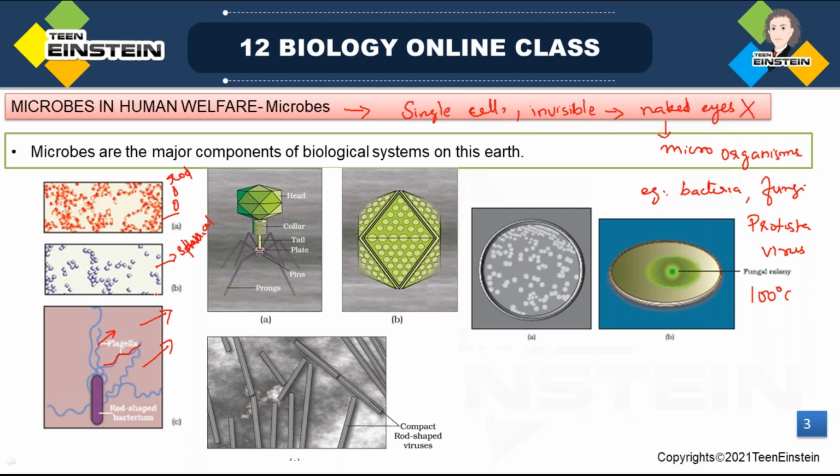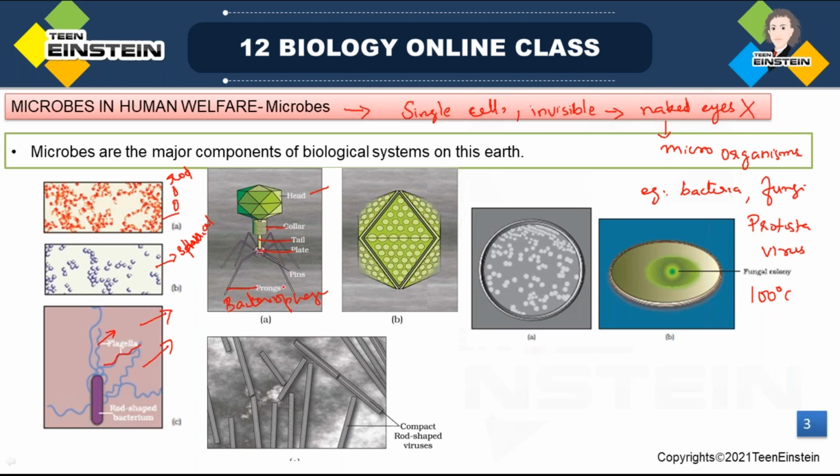Then next is viruses. The first one is the bacteriophage. Here, the structure of a bacteriophage: you can see the head, then a collar, the neck, then the tail, then a plate structure, then prongs. So this is the structure of a bacteriophage.